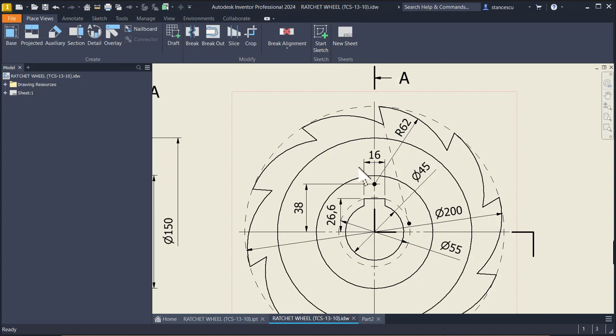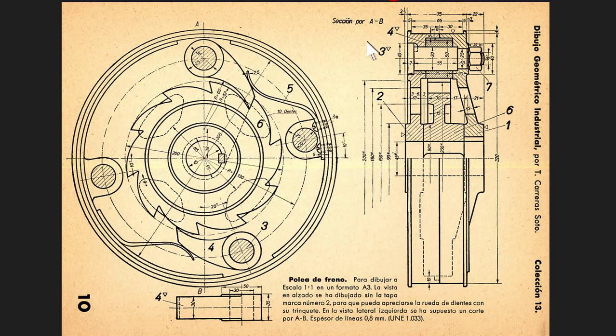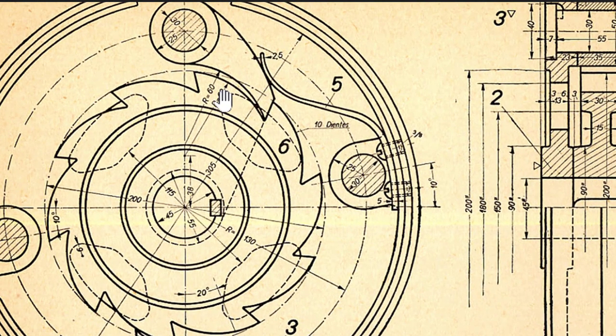Another important thing is that this face is placed on a line tangent to this 55 circle. That dimensions are also here, of course. Radius 62, 38 is the center, and this line is tangent to the circle of 55.